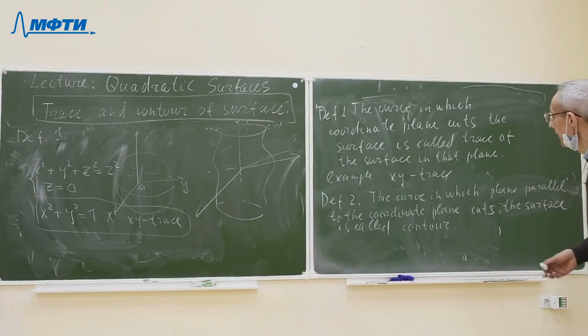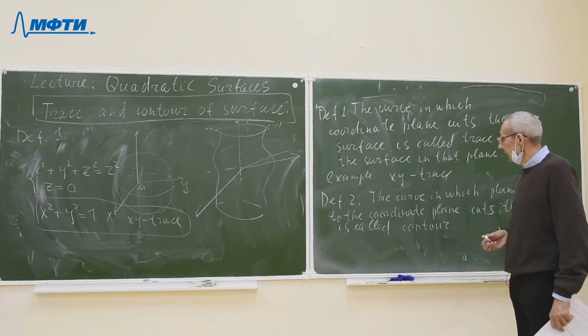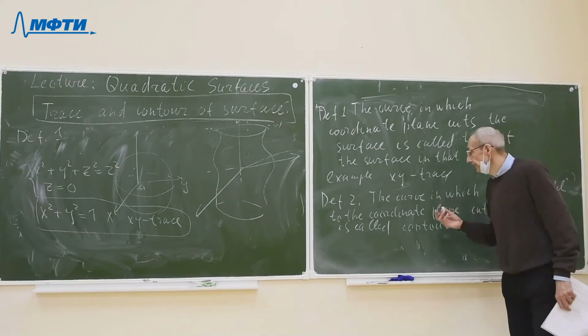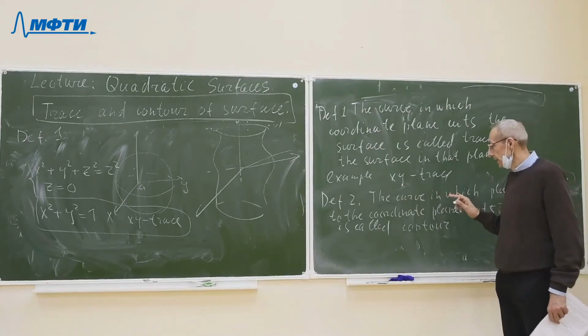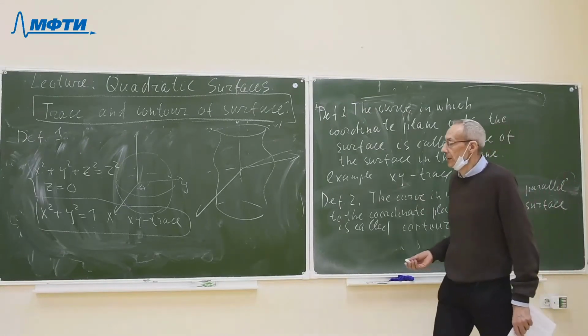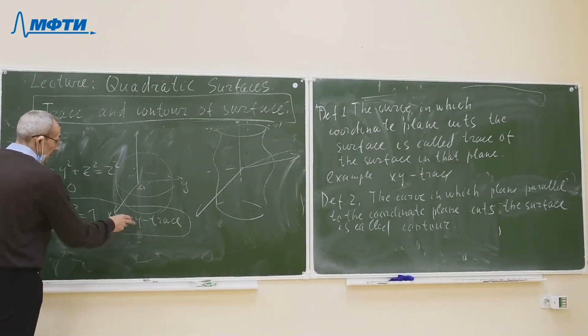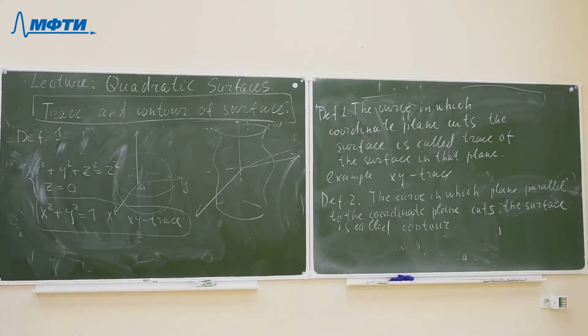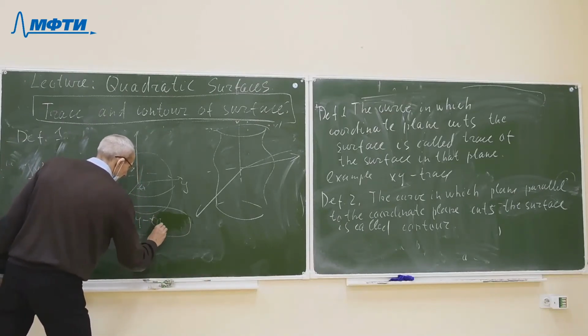We have the same XY contour, XZ contour, and YZ contour, but we have a unique XY trace, while we have many XY contours. For example, in our example, we have the XY trace, which is defined by the equation x squared plus y squared is equal to 0. But for the XY contour, we have many XY contours.